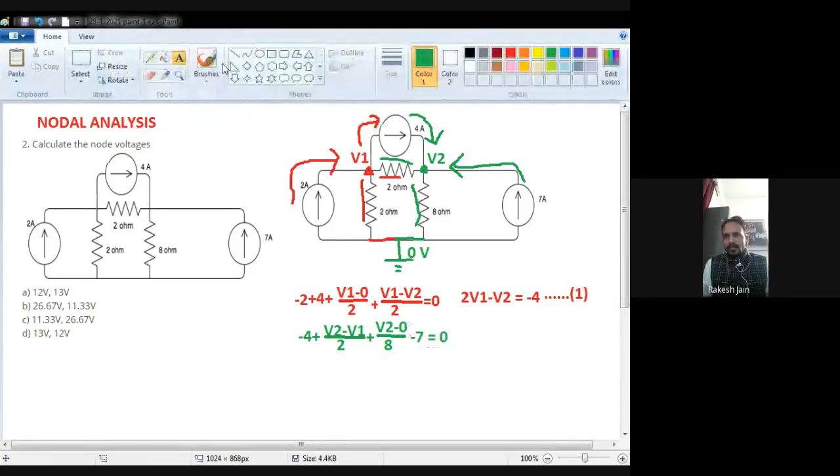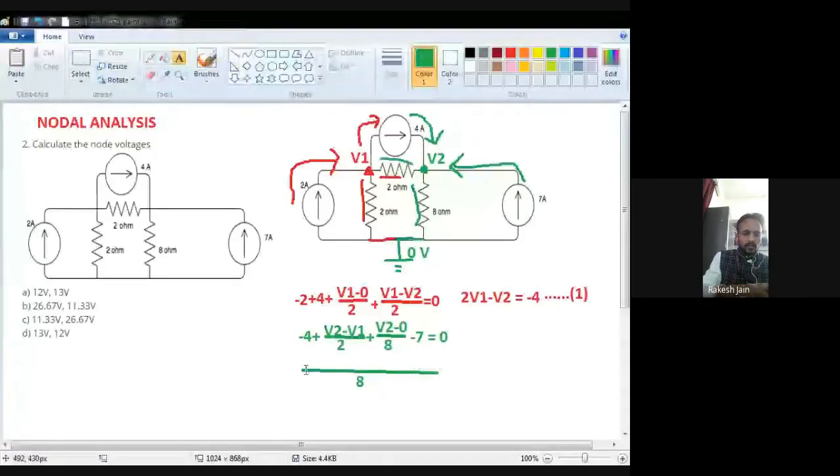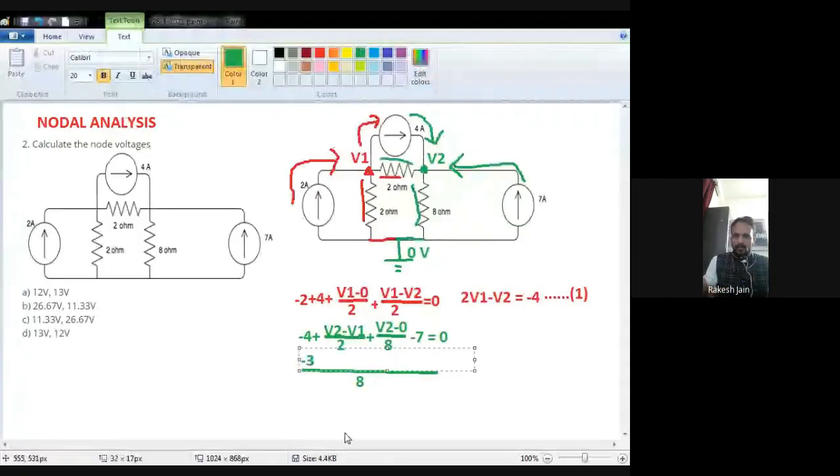Now see this 8 ohm resistance is also connected. My node voltage is V2, and the other point of the 8 ohm resistance is connected with 0, that is the ground node. So V2 minus 0 divided by 8. Then again plus.